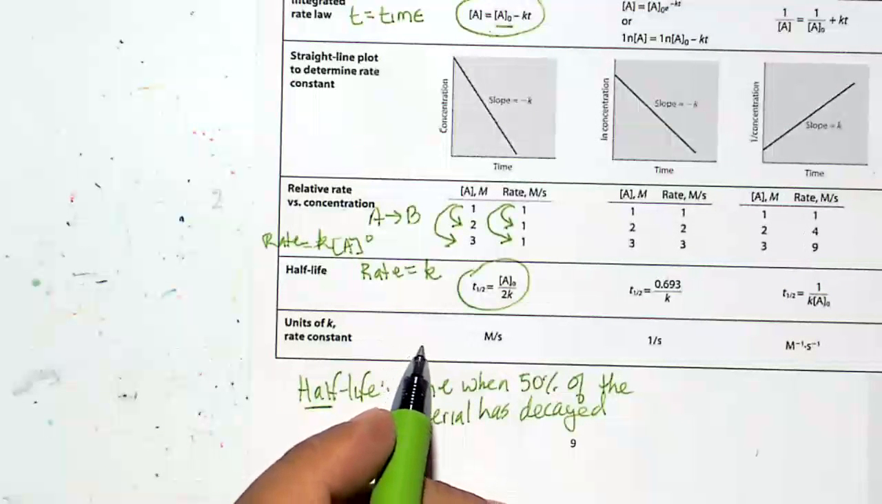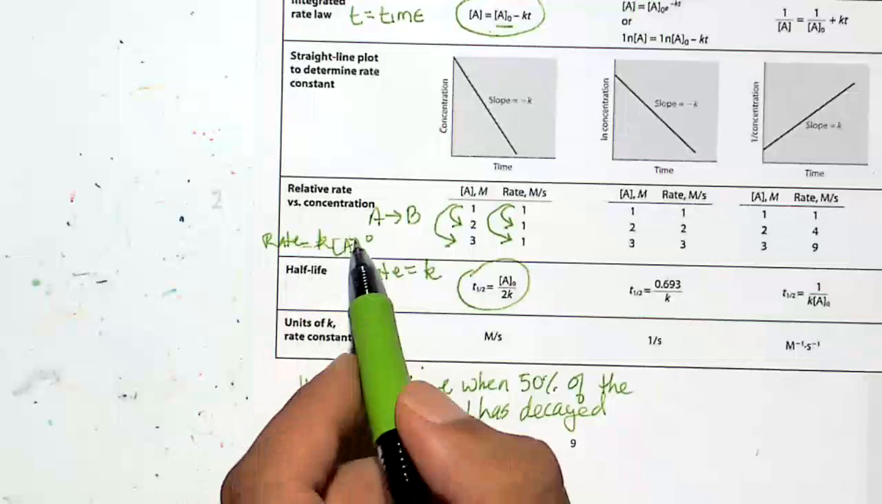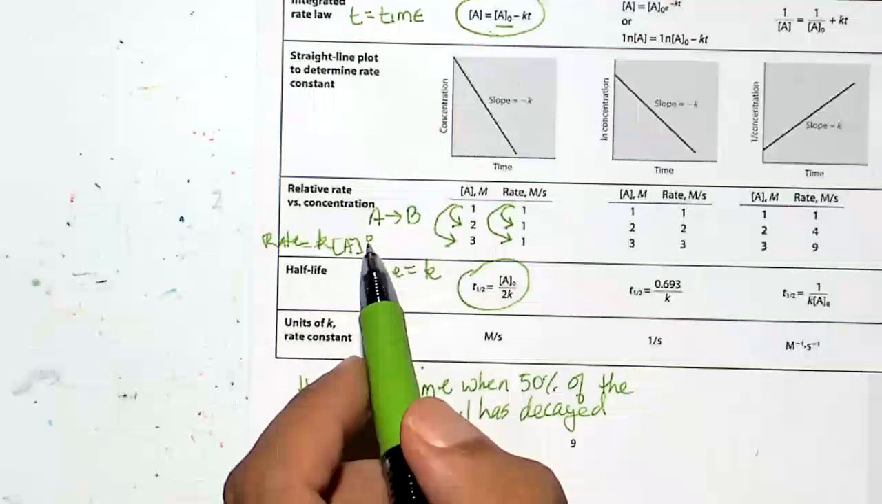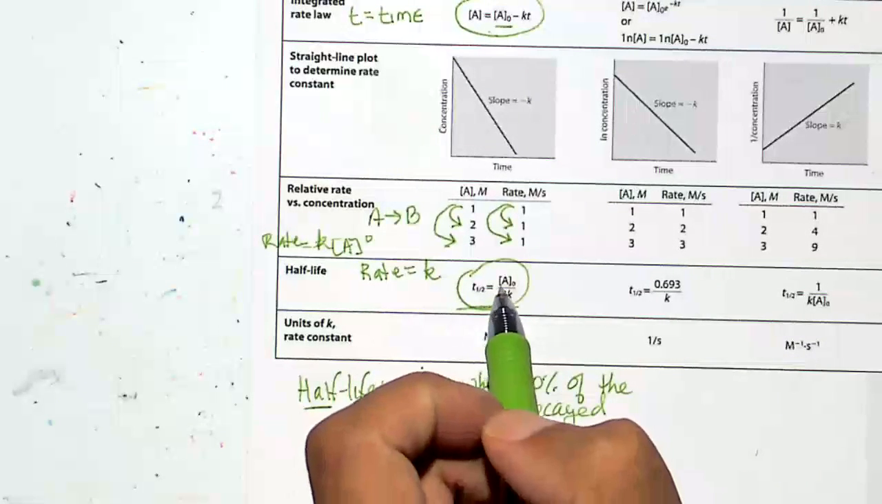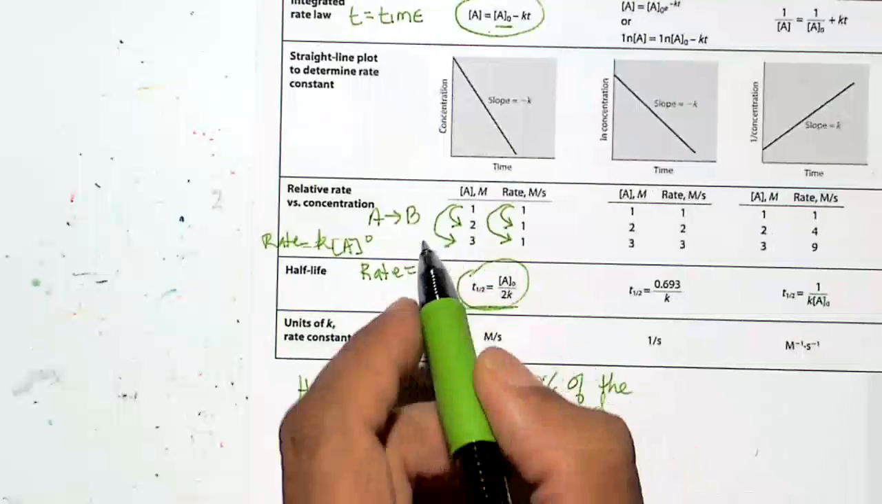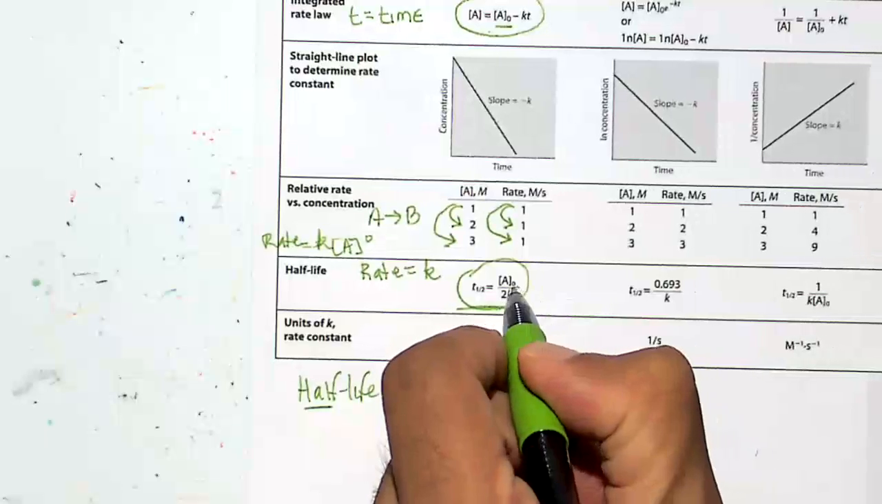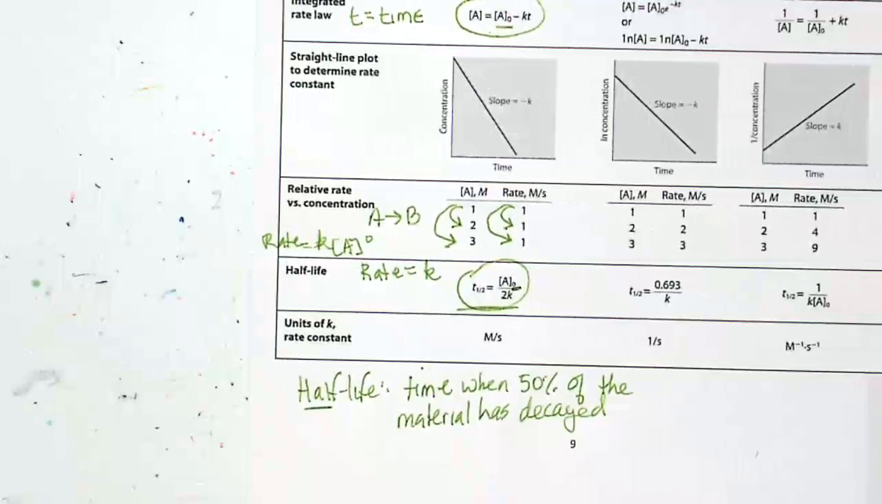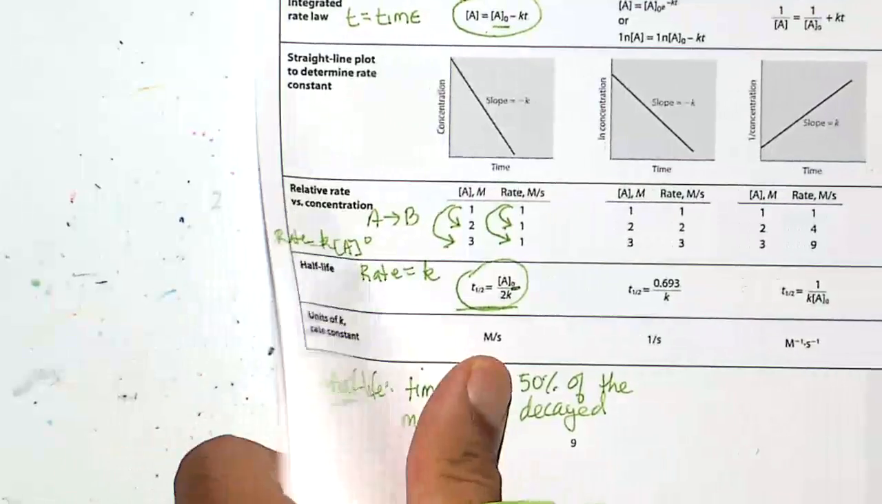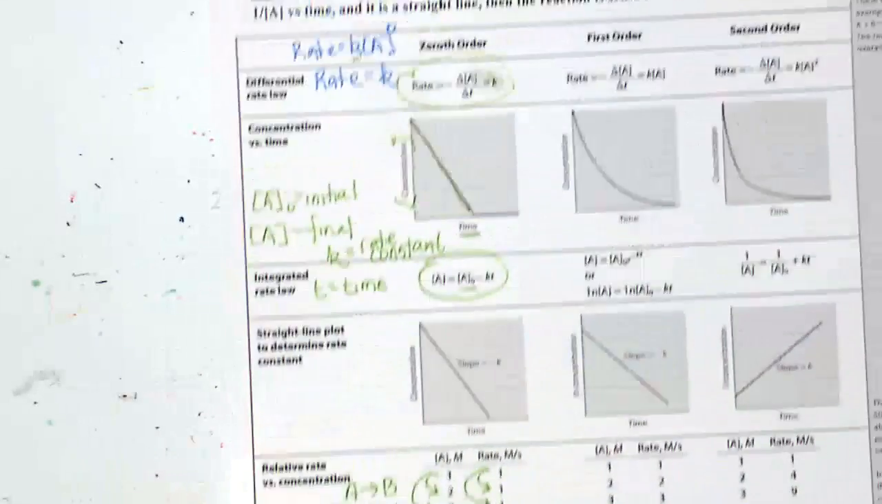What equation will you use for the half-life if you know this reactant will decay with zero order kinetics? This is the equation: initial concentration of A divided by 2K. What does this A naught mean? Initial. Starting. How much you start off with? How long will it take before 50% of your initial is gone? So that's zero order.